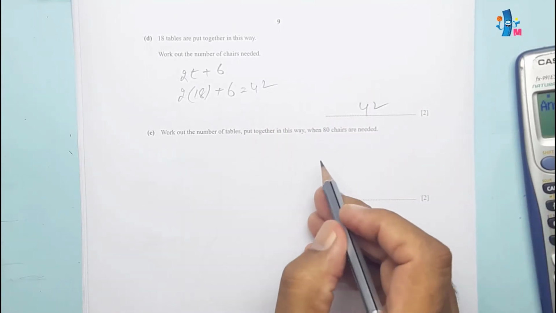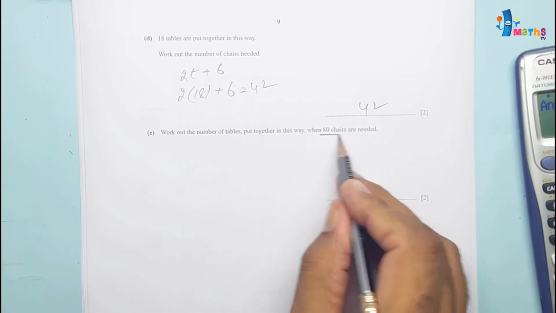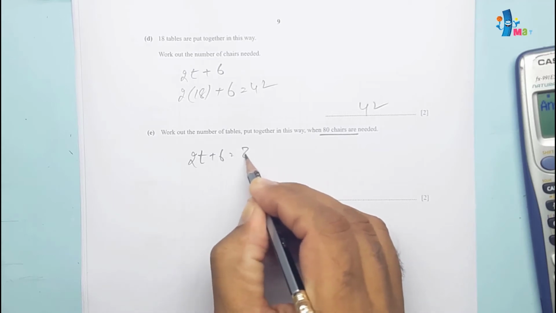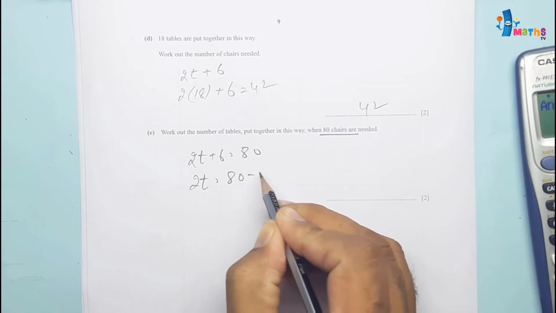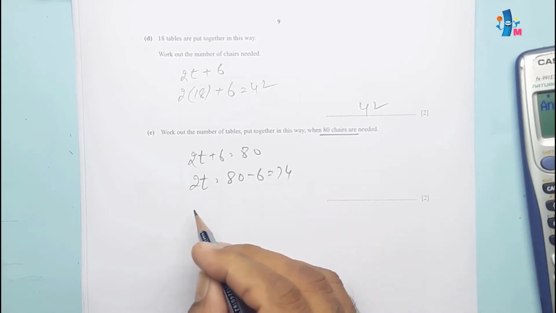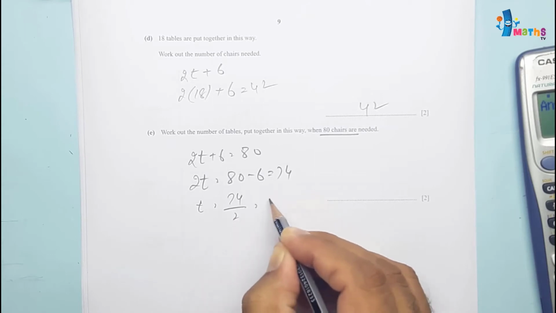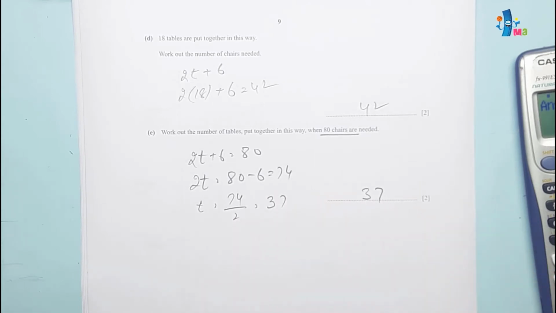Then work out the number of tables put together in this way when 80 chairs are needed. So 2t plus 6 is equal to 80. So 2t will be equal to 80 minus 6, which is 74, and t will be equal to 74 divided by 2, which is 37. So we can write here 37.